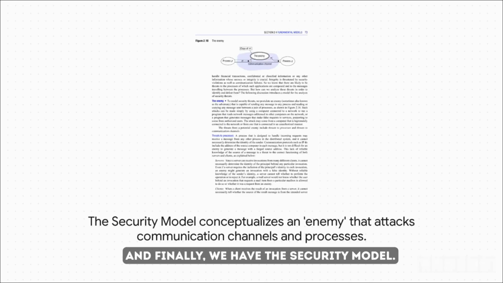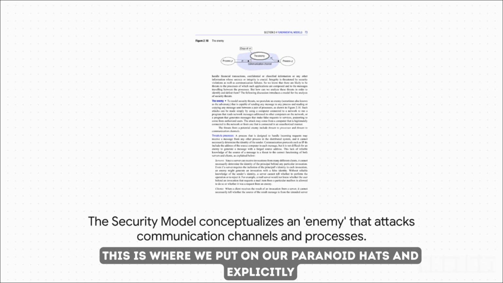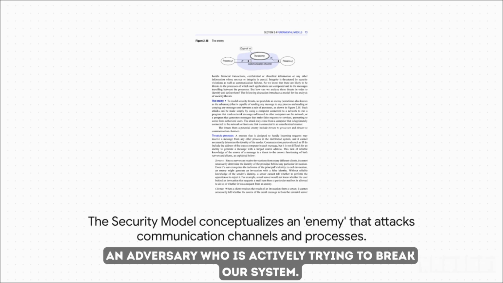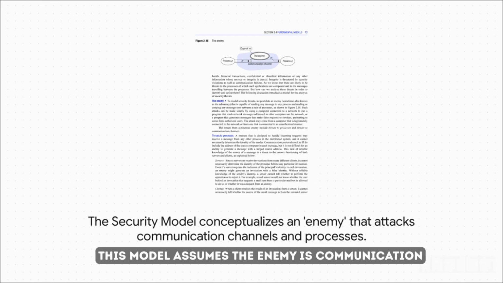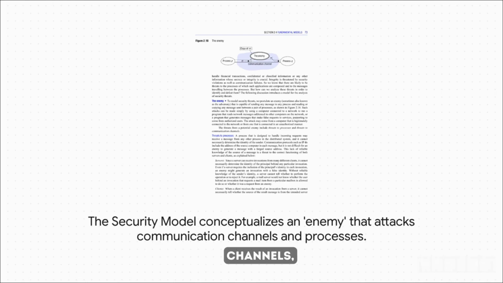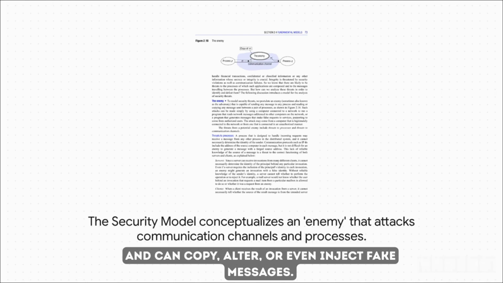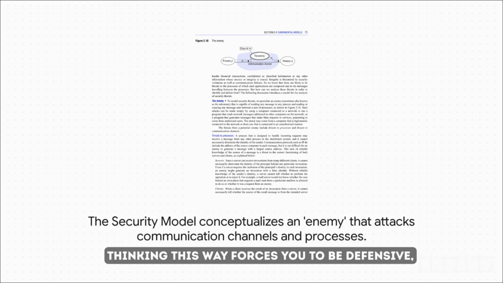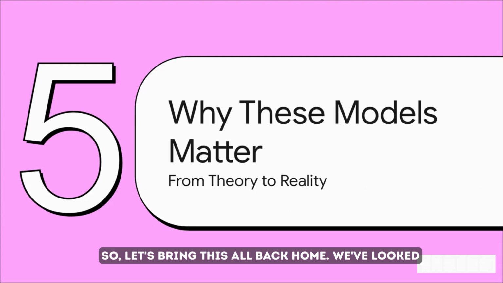And finally, we have the security model. This is where we put on our paranoid hats and explicitly assume there is an enemy out there, an adversary who is actively trying to break our system. This model assumes the enemy can tap into our communication channels and can copy, alter, or even inject fake messages. Thinking this way forces you to be defensive, to build in things like encryption from the very beginning to protect the system's integrity. So let's bring this all back home.